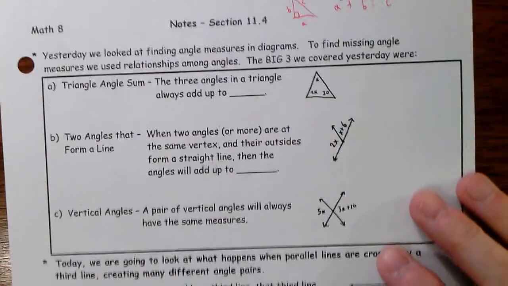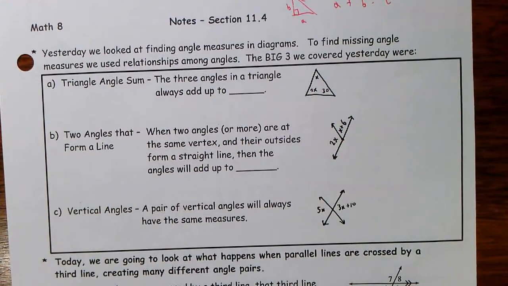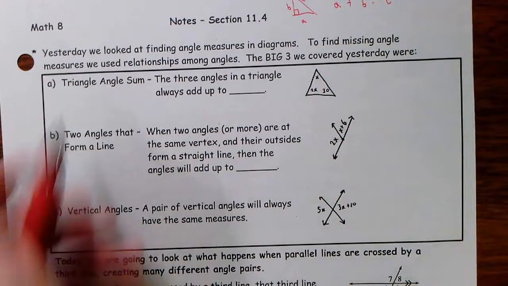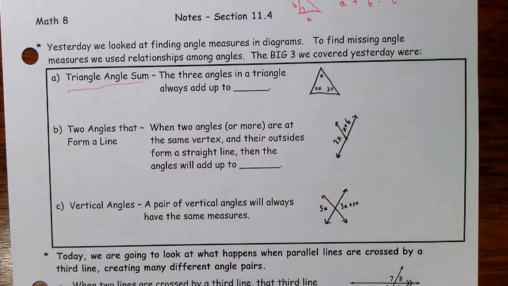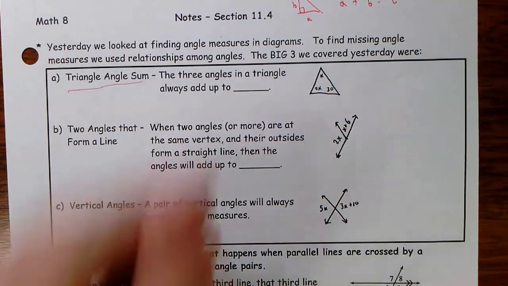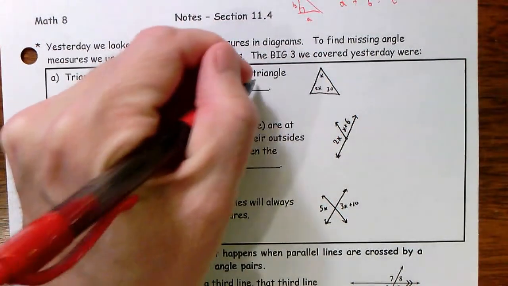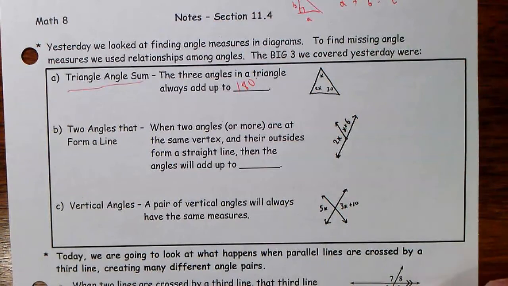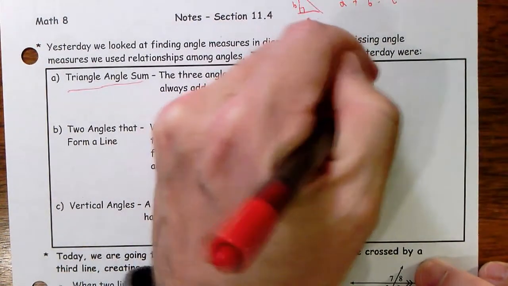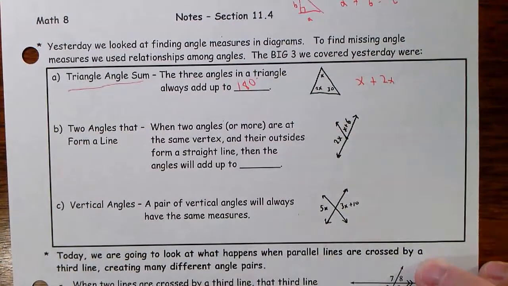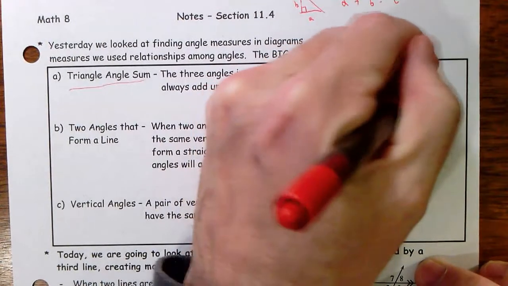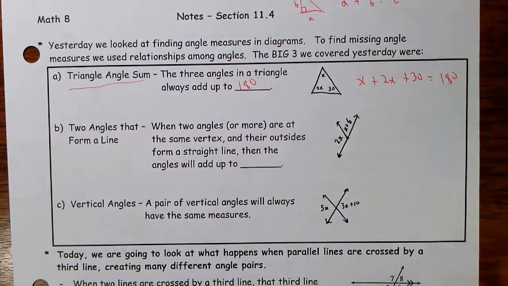And we went over these three big rules dealing with angle measures. The first one was the triangle sum theorem, that the three angles in a triangle always add up to 180 degrees. So, for instance, if we had this particular triangle, we could find the missing angle by setting up an equation where we add the three angles together, and they add up to 180 degrees.